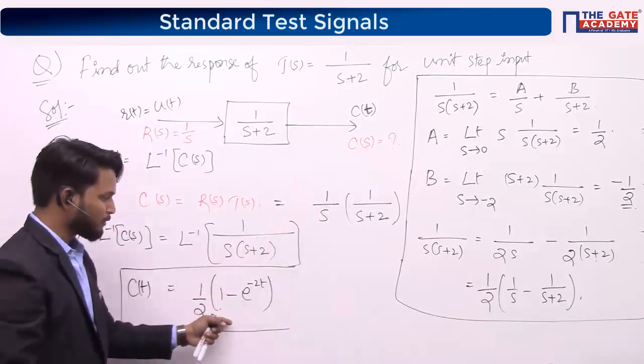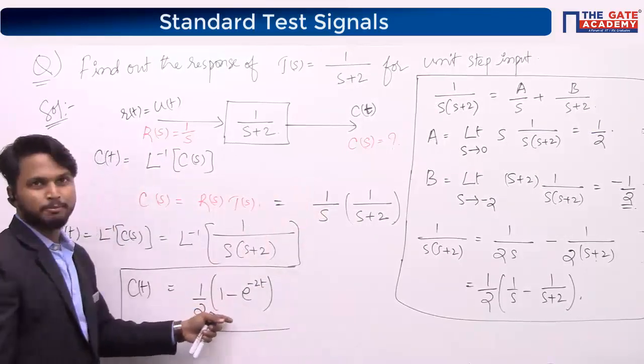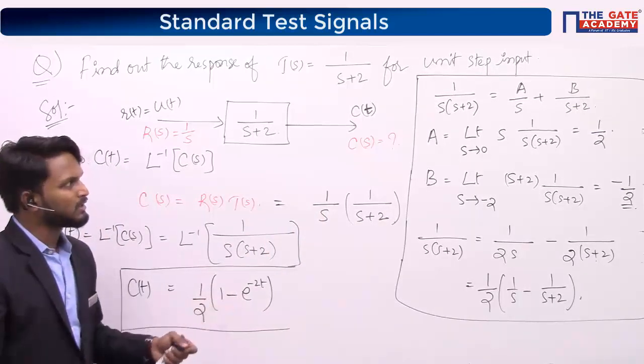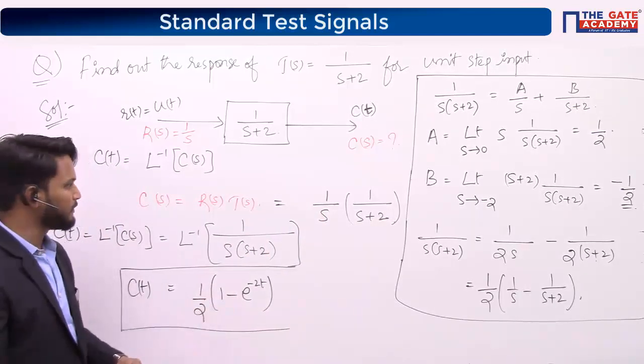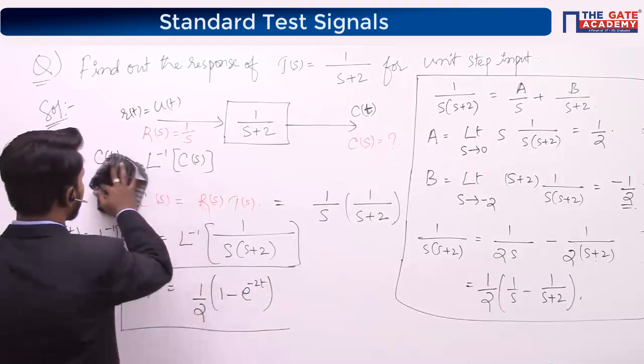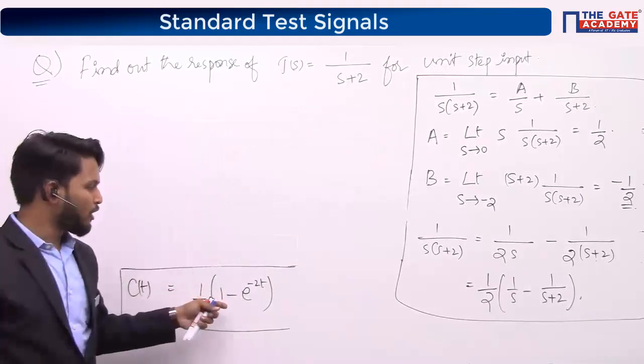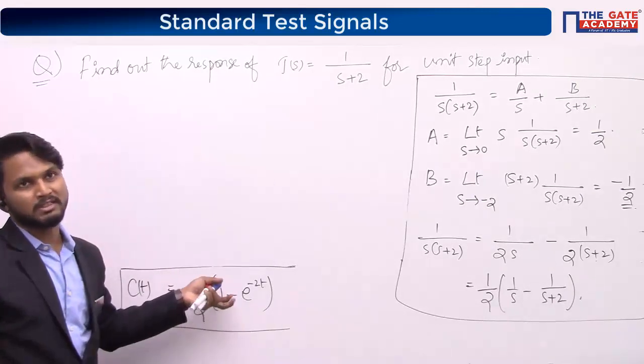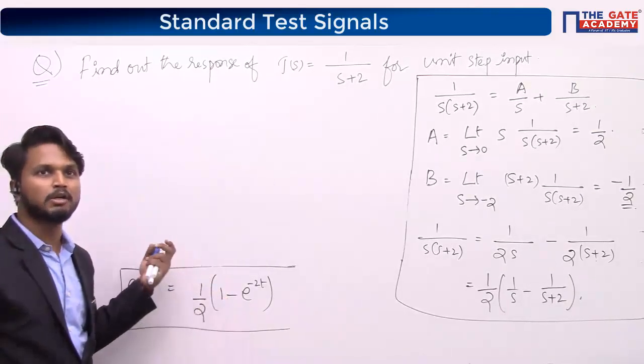But if you look at this profile, if you plot the graph of this, what you will get is, I'll show you here. Not only at t is equal to 0, this is present even before t is equal to 0.